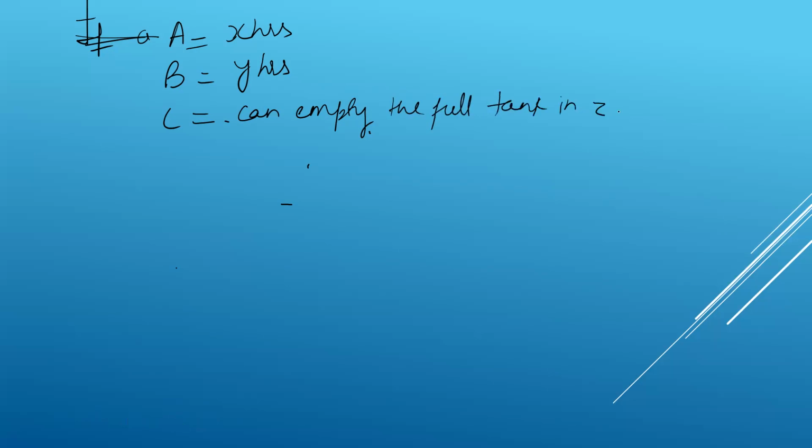Moving on to the last formula. If a pipe, I'll just, instead of writing, I'm just telling you, if a pipe can fill the tank in x hours, pipe A can fill the tank in x hours. There is one more pipe B which fills the tank in y hours. And there is third pipe C which can empty the full tank in z hours.